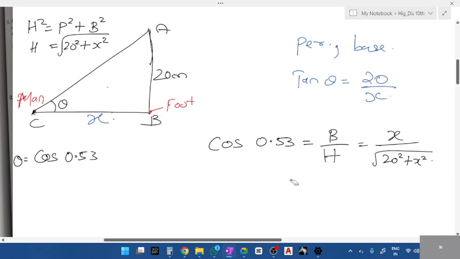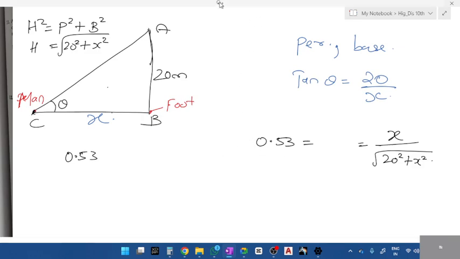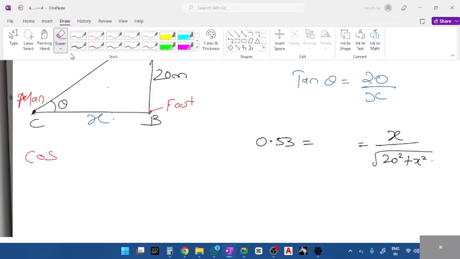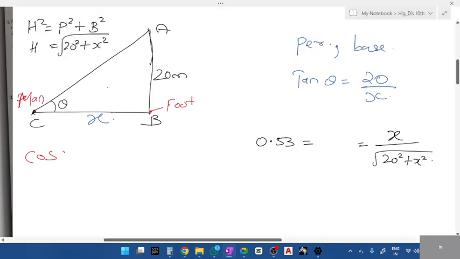Where have we gone wrong? Here I made a mistake. Not cos. Sorry, what is the cos theta value, students? By mistake I've written cos 0.53. In the question, what is given? Cos theta is given. What is the cos theta value? 0.53. So you should not write cos 0.53, just 0.53.